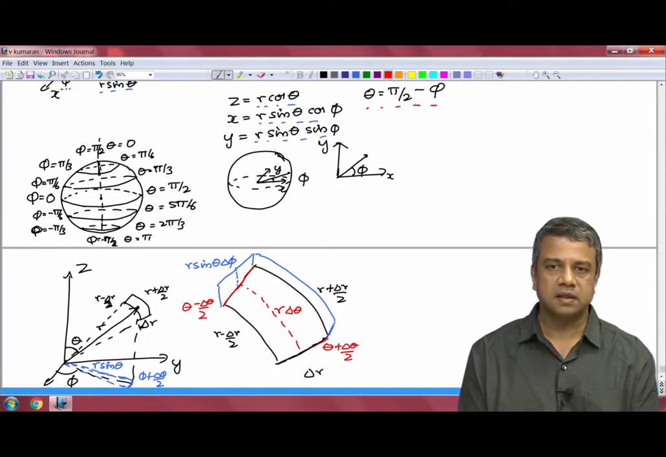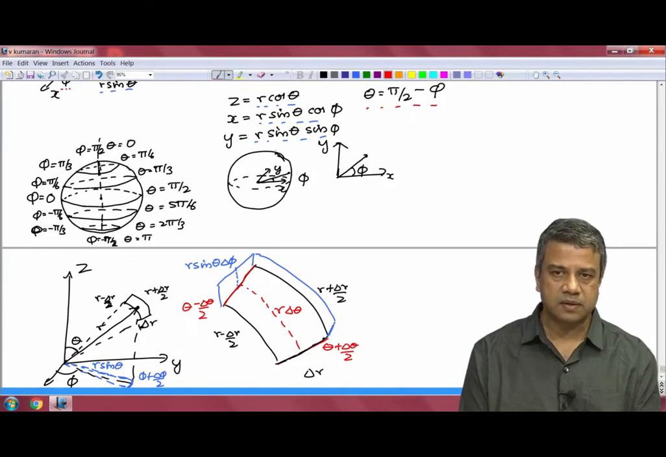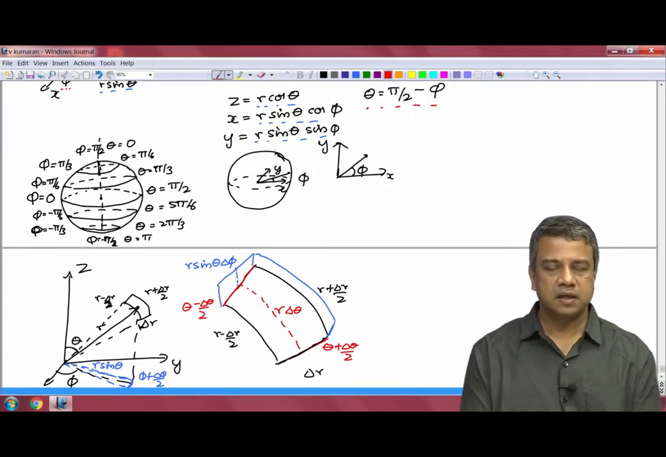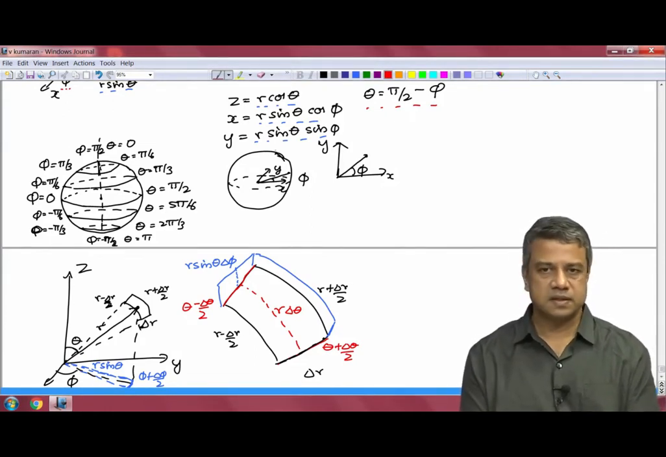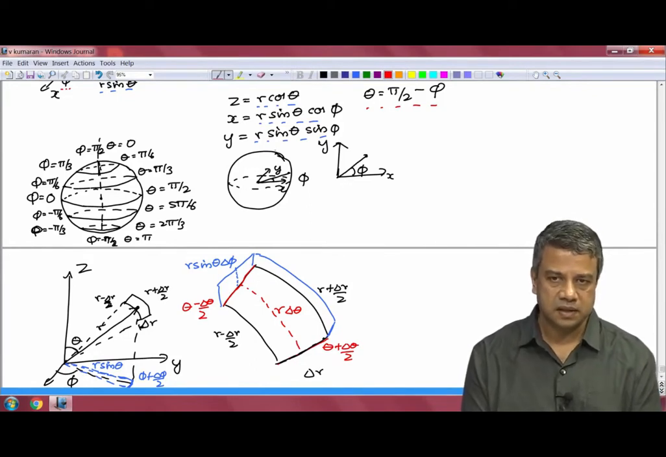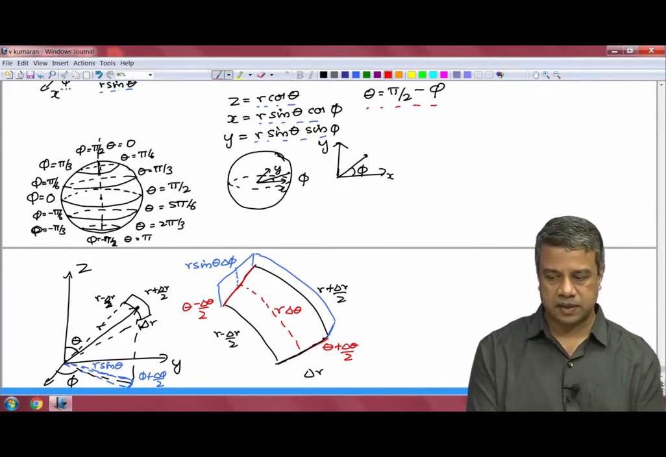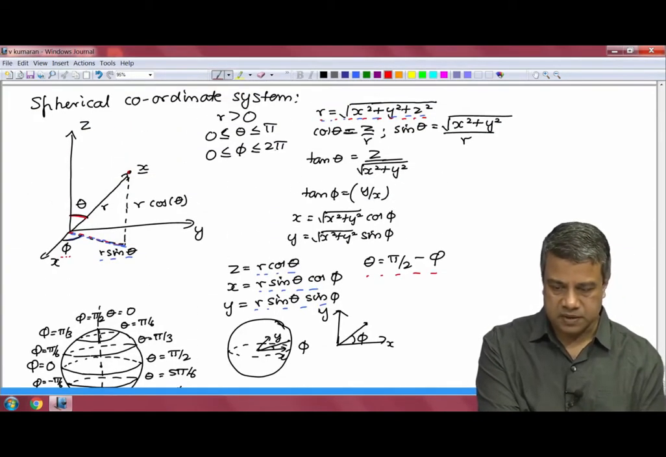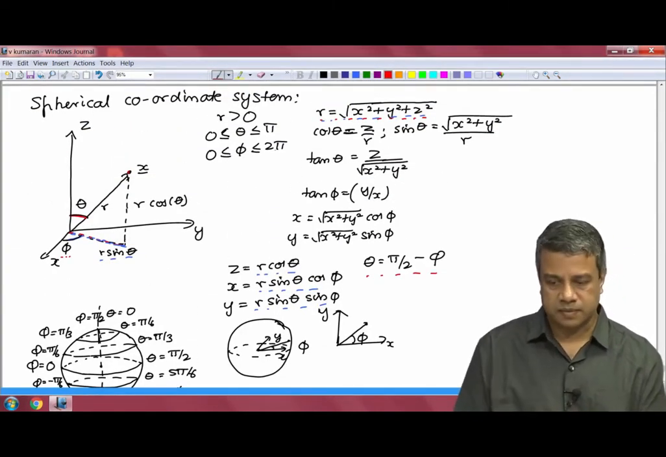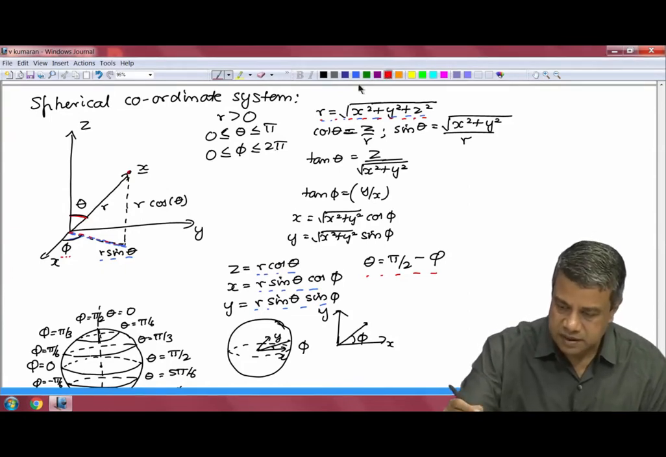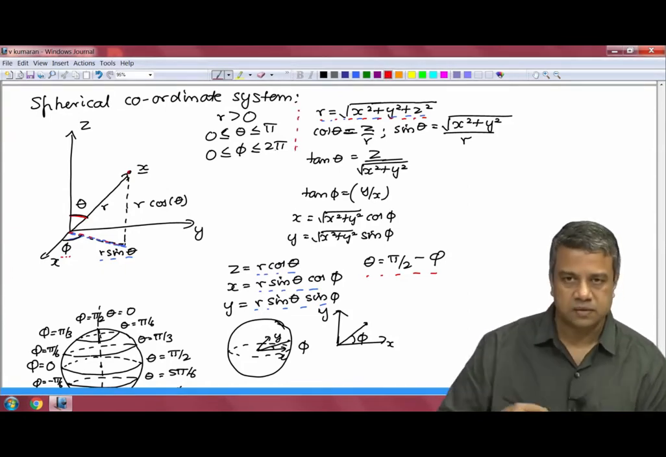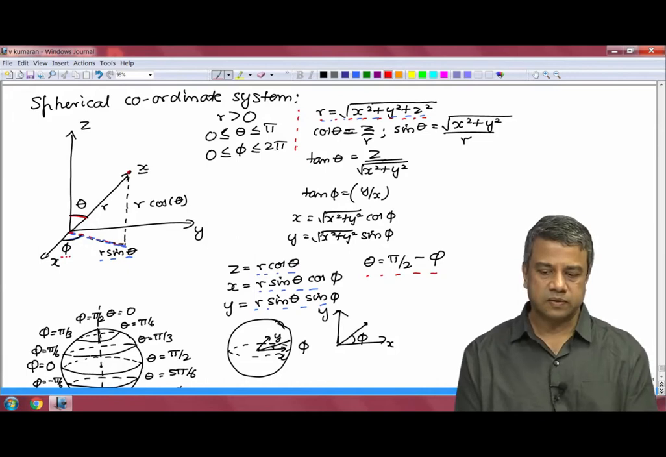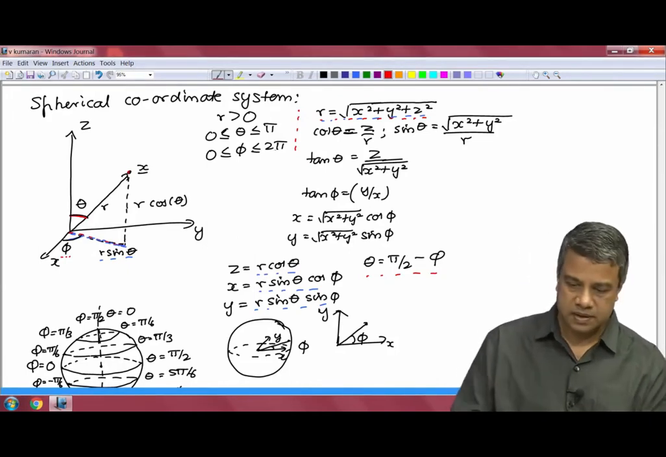So, the angle is determined as the angle between the location on the surface of the sphere and the x axis or the 0 meridian. And r is of course positive, because it is a distance from the origin. Theta varies between 0 and pi. 0 is the north pole, pi is the south pole, and phi varies between 0 and 2 pi.